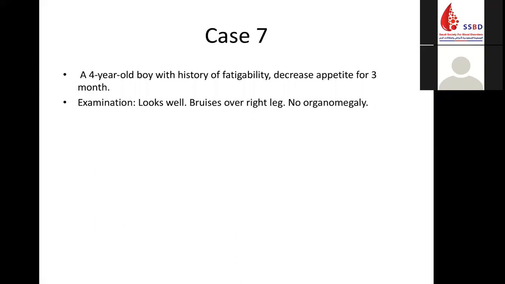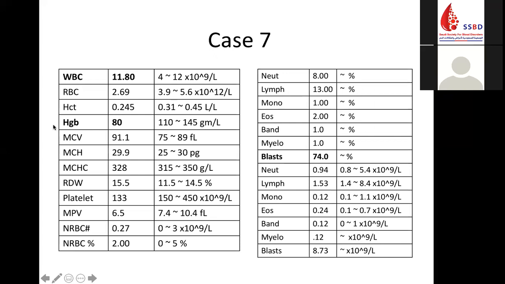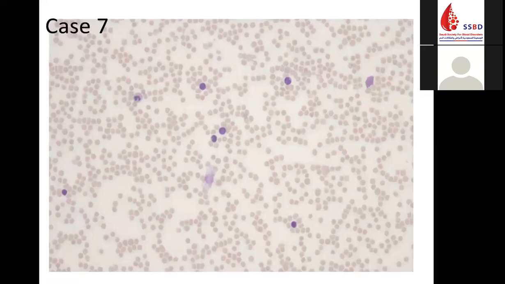Case 7, a 4-year-old boy with history of fatigability and decreased appetite for 3 months. On examination, he looks well. There are bruises over the right leg and no organomegaly. So he has mainly anemia. He's not in leukocytosis. Platelets are okay, but we have a circulating blast. You can tell that the patient is not in leukocytosis by low power magnification. But we have a few blasts, small to medium, neutrophils, and basket cells or fragmented cells.